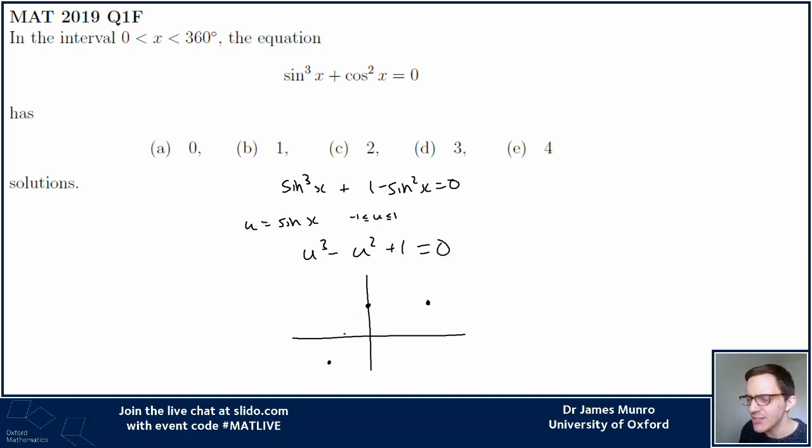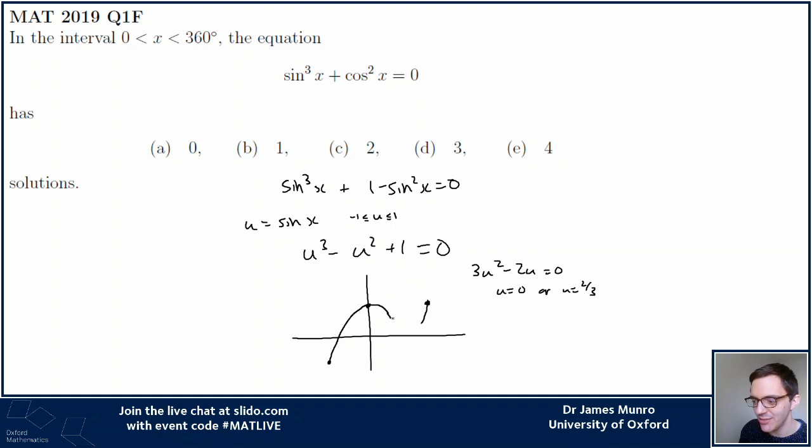I suppose I want to find the turning points. Maybe I want to talk about where the turning points are. They're at 3u squared minus 2u equals 0, which is u is 0 or u is 2/3, which is somewhere in between. So I suppose it's going to come up. It's going to have a turning point here, and then another turning point at u is 2/3. Maybe above the axis, or maybe below the axis, and then it's going to come back up to 1.